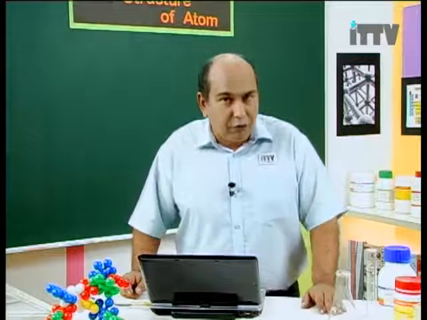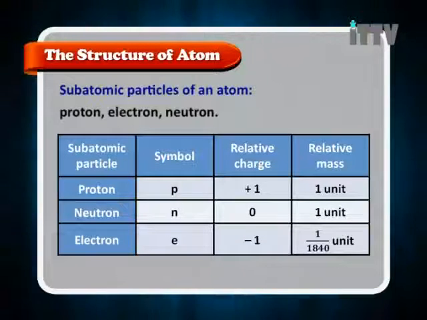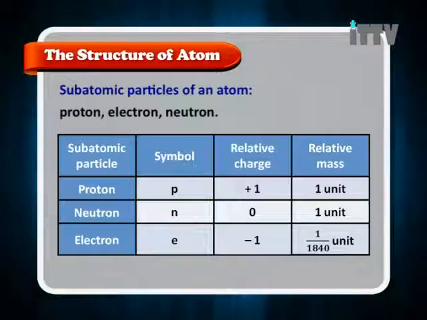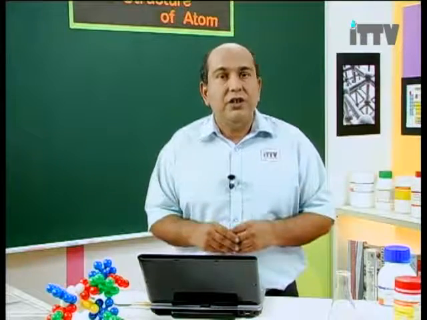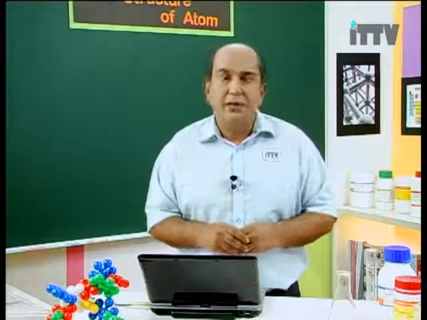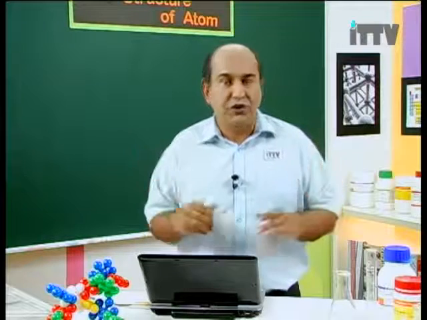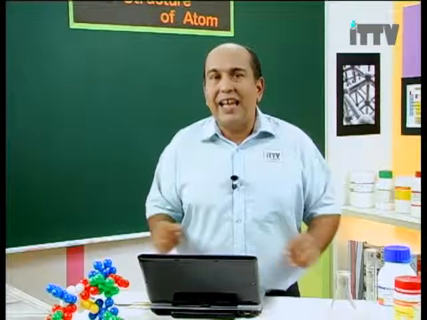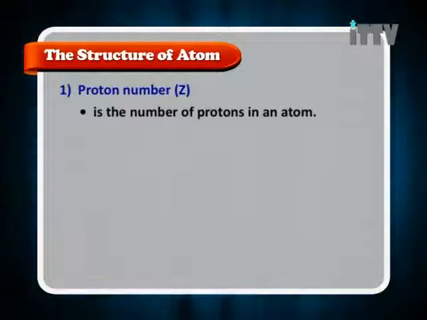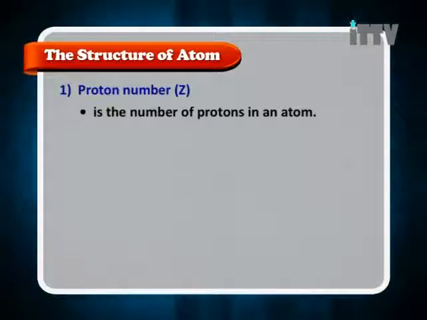Now let's have a look at the electron. Symbol small e, relative charge -1, relative mass 1/1840 of a unit. So the electron, symbol small e, has the charge -1, opposite to the proton, which is +1. And its mass very, very small, almost negligible. It is 1/1840 compared to a proton. Proton number, Z, is the number of protons in an atom.